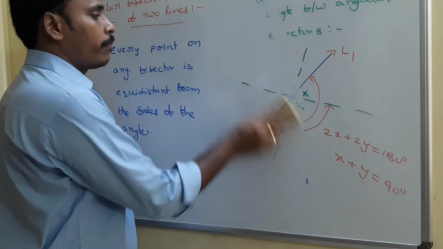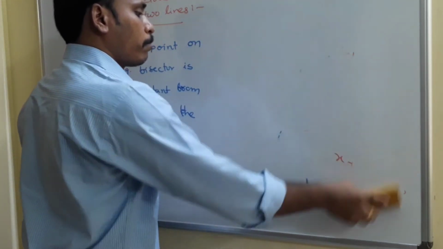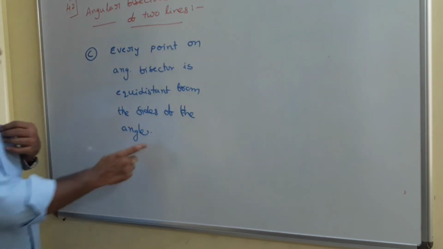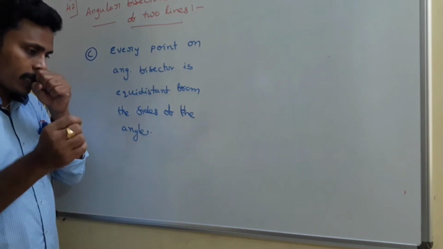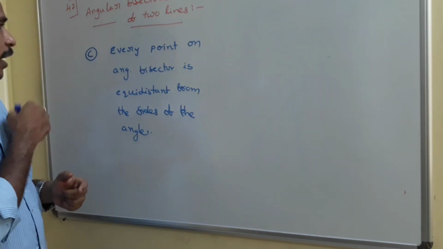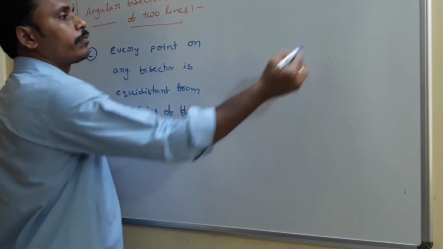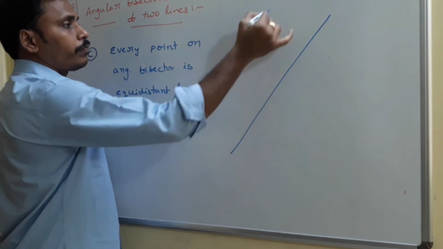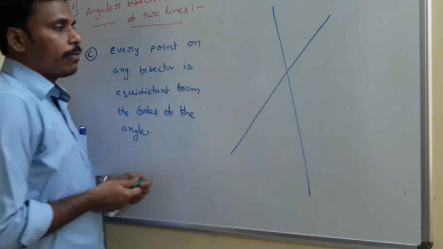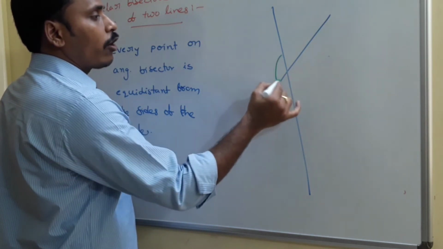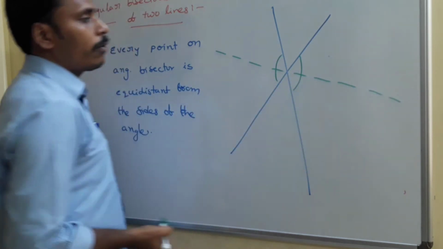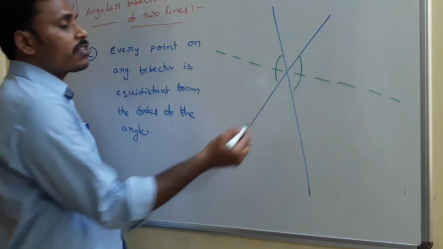I will erase this. This general property is helpful in finding the equations of angular bisectors. Now look there. See, line 1, line 2. I need to draw an angular bisector. You may just draw the angular bisector for this angle. See, this is an angular bisector.